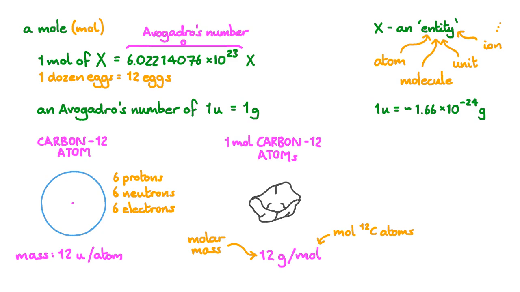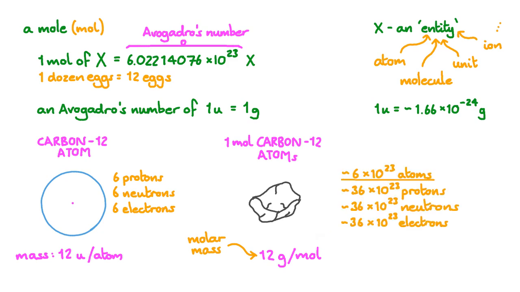So we can say that the mass per mole of carbon-12 atoms is 12 grams per mole of atoms. We call this the molar mass of carbon-12. We can look inside the mole of carbon atoms and be sure there are about 6 times 10 to the 23 atoms, and we can even tell how many protons, neutrons and electrons are inside because there are 6 protons, 6 neutrons and 6 electrons per atom. But using moles is much easier.